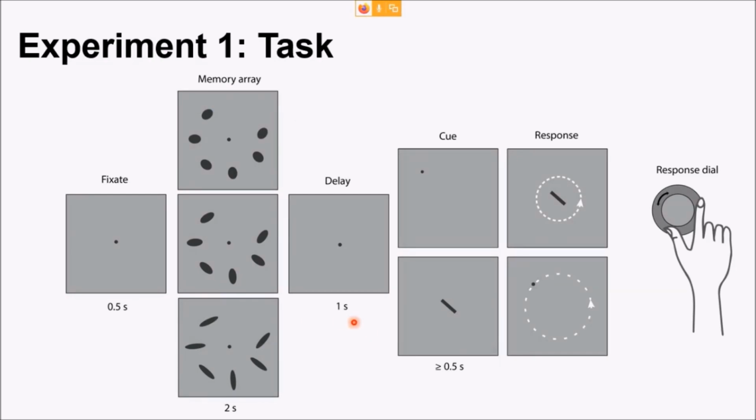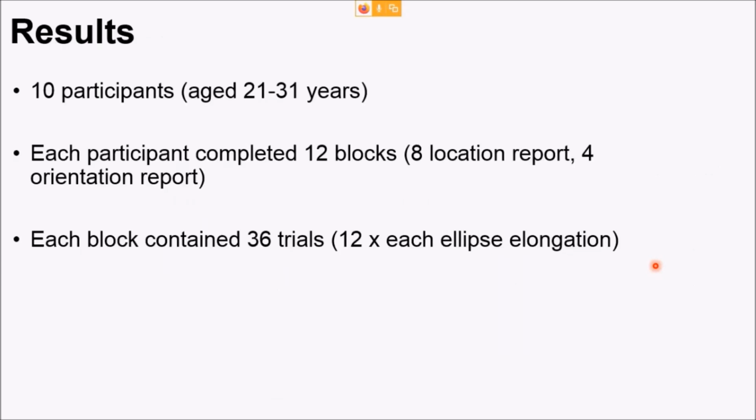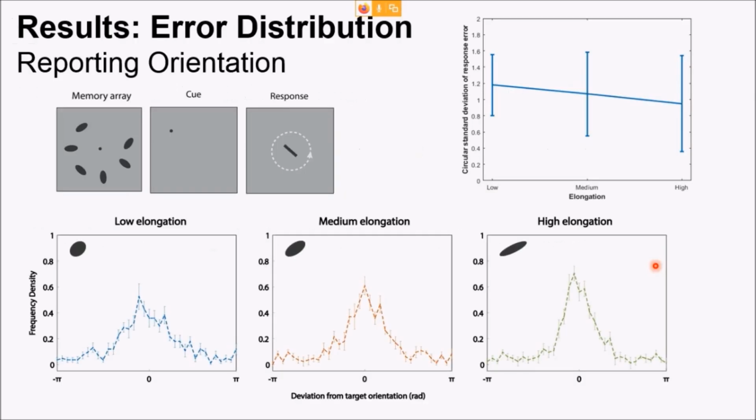After a 1 second delay period, memory would then be cued either with location or orientation, and the participant would respond with the other feature using a response dial. 10 participants completed the experiment, carrying out 12 blocks over 2 1-hour sessions.